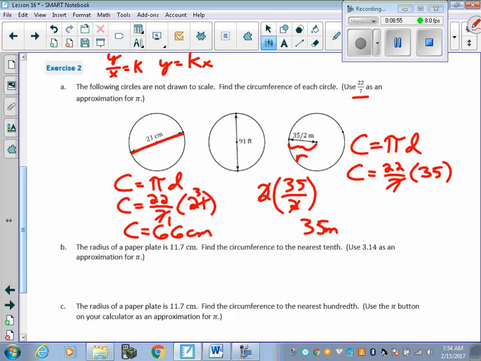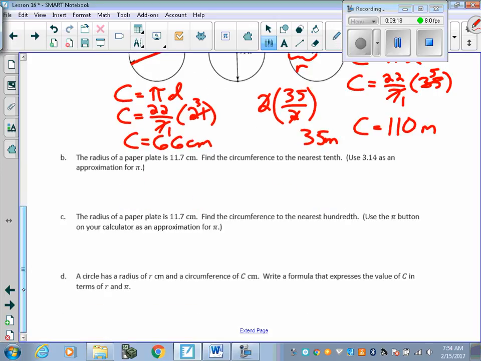Again, notice that 7 goes into 7 once, 7 goes into 35 5 times. So it's just 5 times 22, which is 110. And again, we're going to put in meters at the end to show what the unit is. Now, there are a couple more to do. I'm going to have you guys go and see. We actually have to cross off one. That was my mistake. I didn't realize that I copied the same question twice.